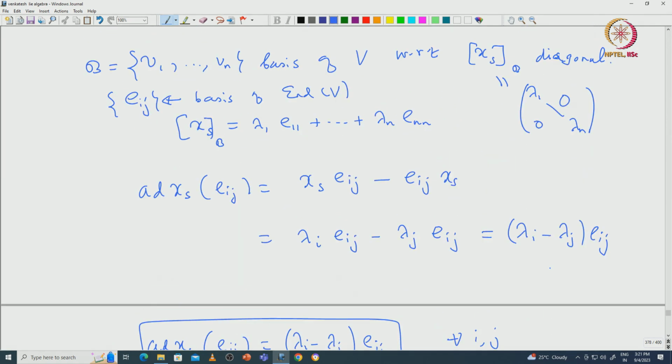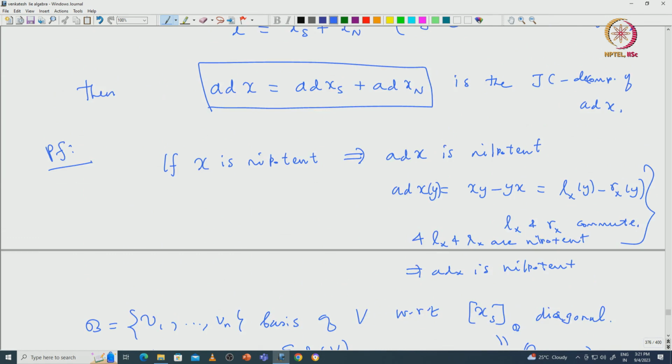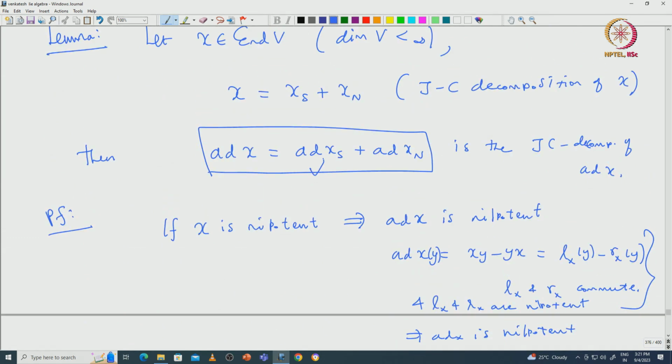So, this proves that this ad x_s is semisimple and this ad x_n is nilpotent. So, we have this decomposition of ad x into semisimple plus nilpotent. To prove it is actually the Jordan-Chevalley decomposition, we need to check that these two operators commute with ad x and that they are polynomials in ad x.